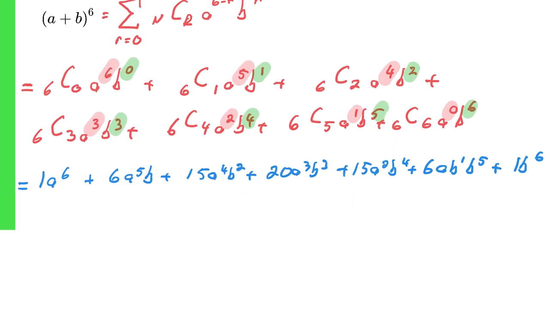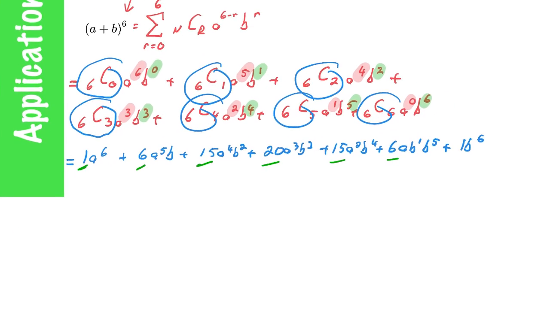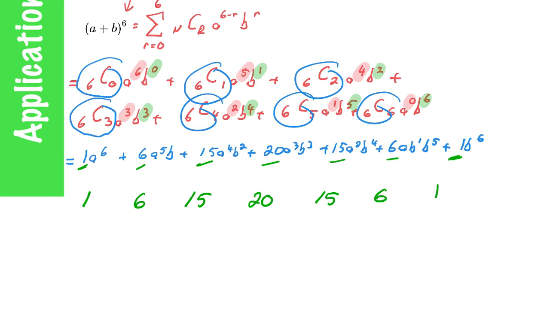So a couple things I wouldn't normally do, but I'm just showing you that each one of these choose in front of the variables becomes a number in the 6th row of Pascal's triangle from which choose derives. So we've got 1, 6, 15, 20, 15, 6, 1. That is the 6th row.